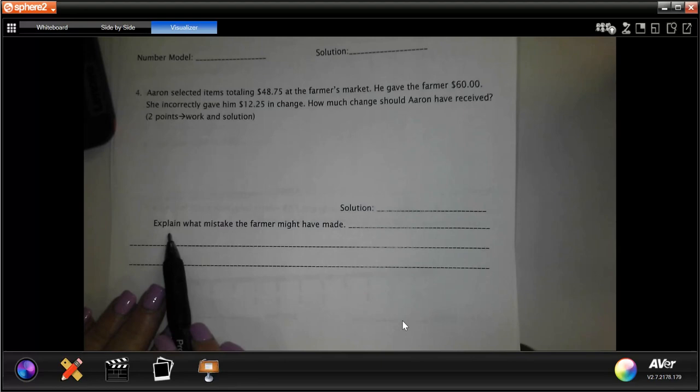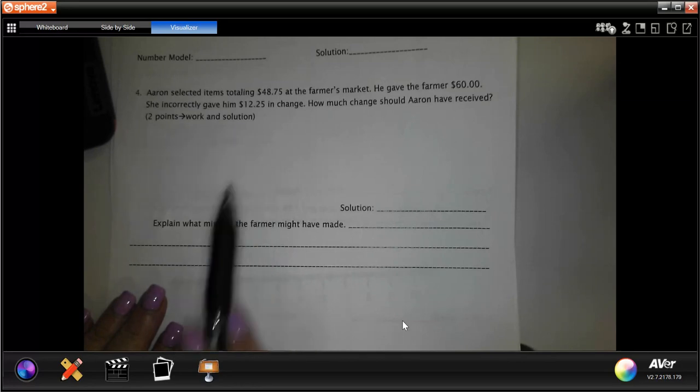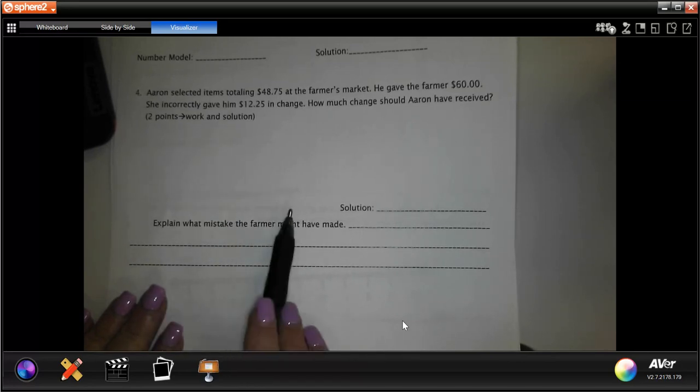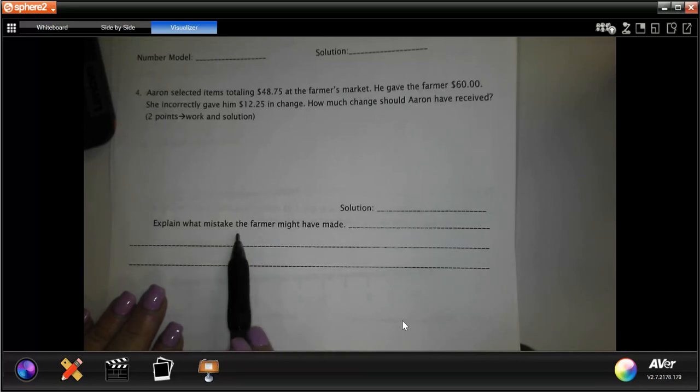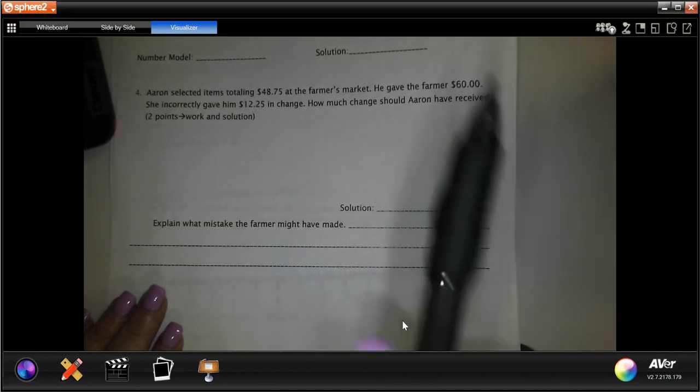The second part of that question says, explain what mistake the farmer might have made with the incorrect change. Obviously, it's a calculation error. I need a little more than that. Explain what mistake the farmer might have made. Pause your video and finish that problem.